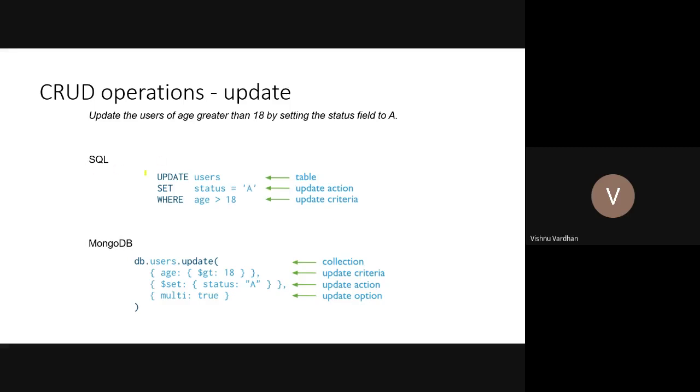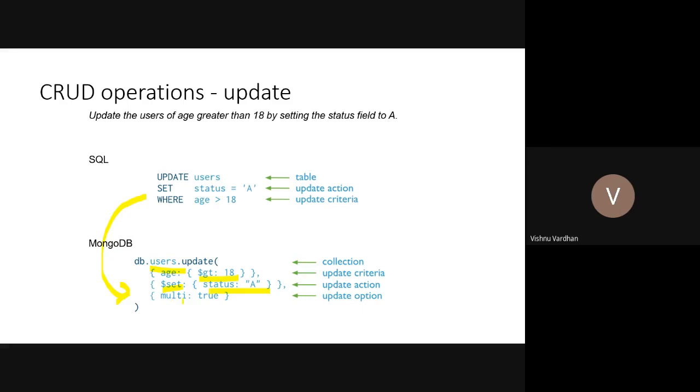One is the SQL command. In SQL we have: update users set status equal to A where age greater than 18. The same thing we can see in this format: update users, this is the where condition. So where age is greater than 18, and what should be done with that? We need to set this new information, A, in the given status field.